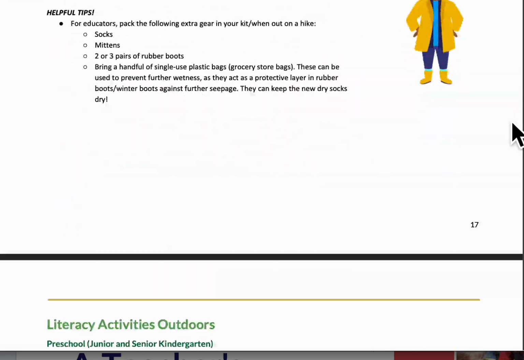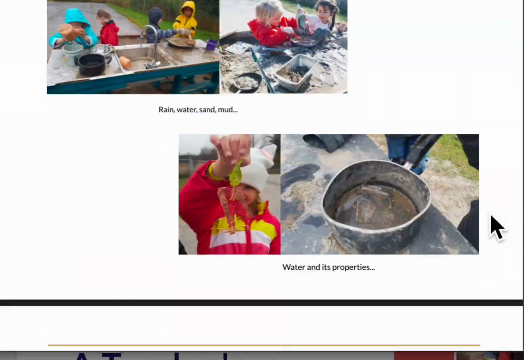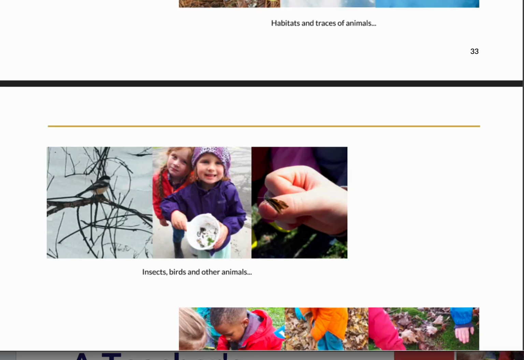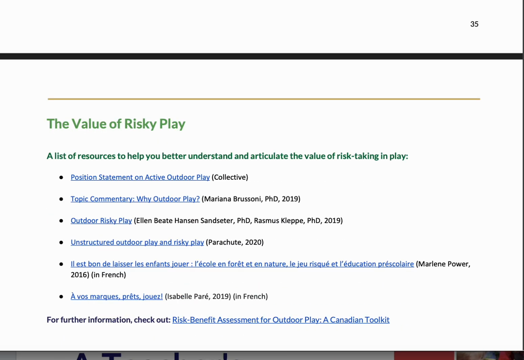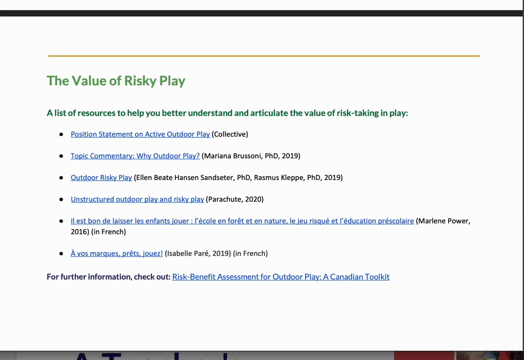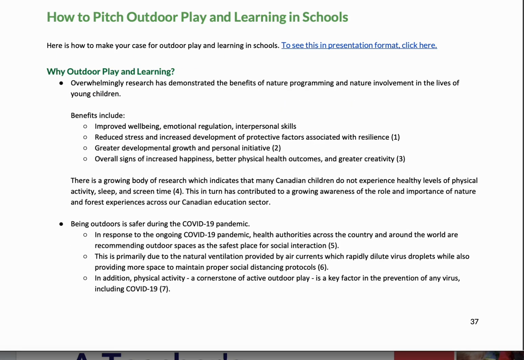So what I would like for you to do with this particular PDF, we're going to go all the way through because there's so much. This is just loaded with great pictures and examples, other resources you can link to. We've talked a lot about risky play, so you can scroll through that. But I do think it's really helpful to maybe make a few notes about what you see could be helpful in terms of your own pitching this, if you have the need to do that. If you don't right now, you might in the future.